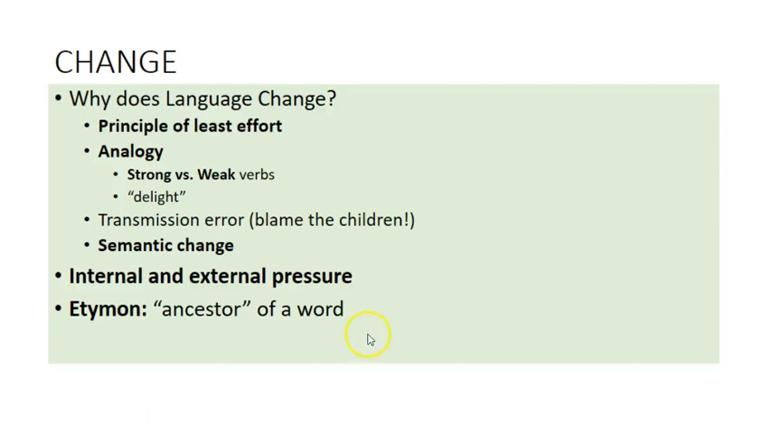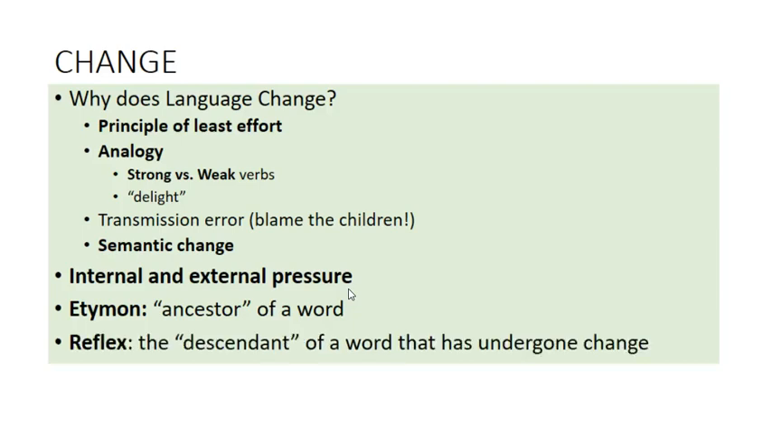That's right, it's Schlafwerda, Schlafwerda. And how do we talk about the other way around? If I'm talking about Schlafwerda and I want to talk about what is the modern version of that, well, we use the word, for some reason, I don't know why, reflex. A reflex is the descendant of a word that has undergone change. So Schlafwerda is the etymon, Lord is the reflex. And of course, these are relative too.